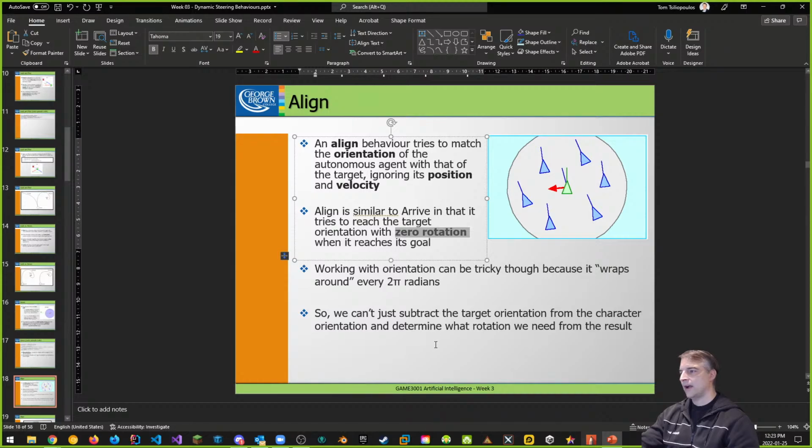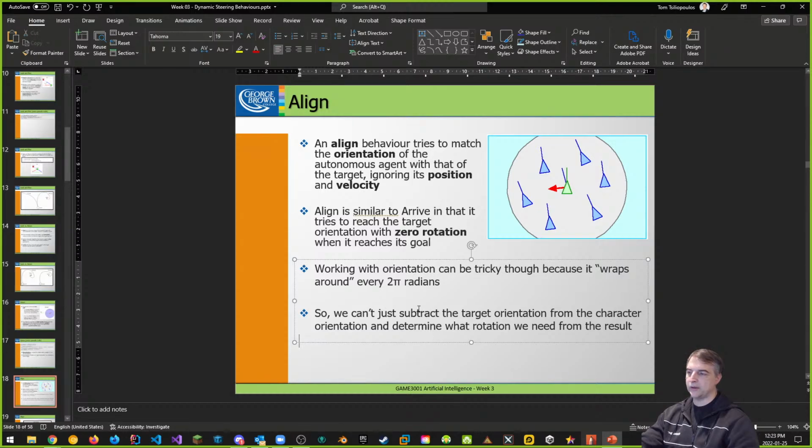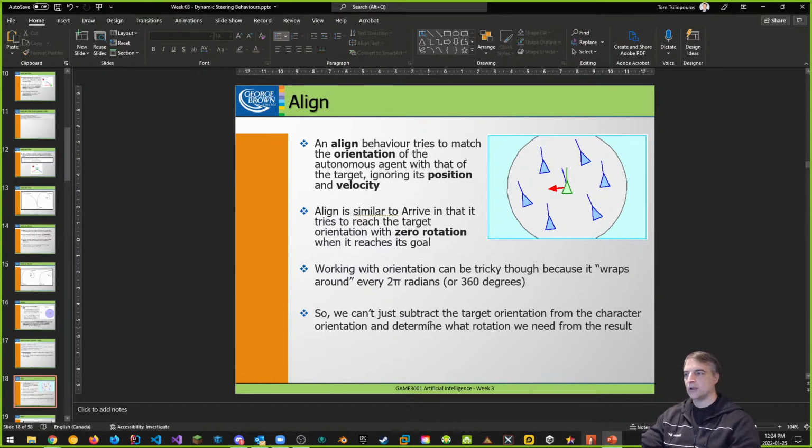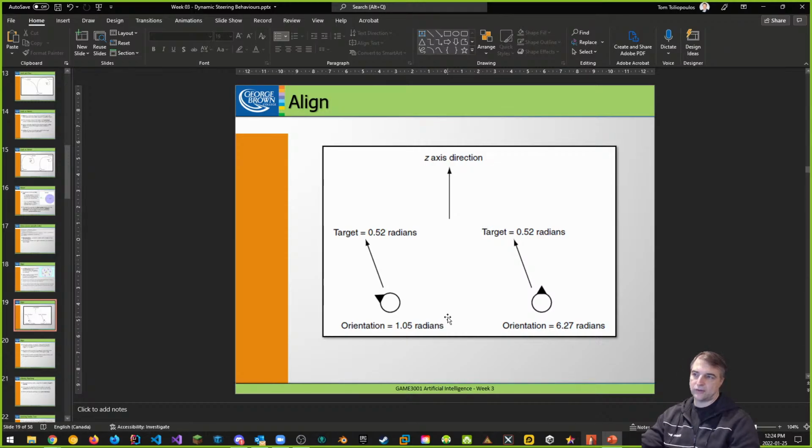And it talks about here how we want to orient ourselves. One thing we talked about last week is that orientation is tricky because it wraps around every 2 pi radians, or if we think about this as 360 degrees, it keeps wrapping around. So we can't just subtract the target orientation from the character orientation to determine what the rotation is. That's more difficult to do, and that's a challenge for us. And notice it's all in radians, because we want to convert from radians into degrees later, but radians are used from a computer perspective.